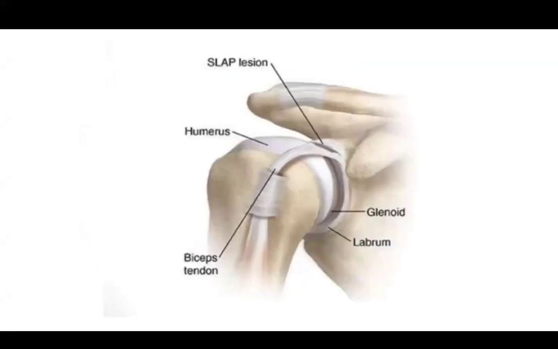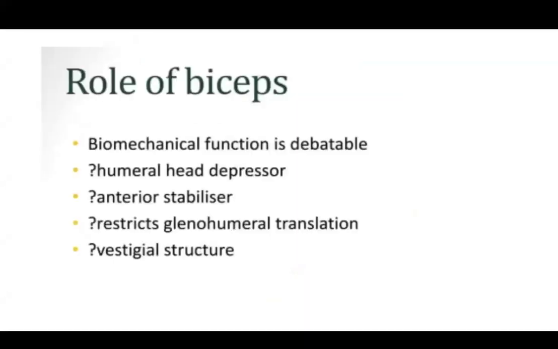Like Praveen mentioned, this goes hand in hand with SLAP lesions, so it has to be looked into carefully to determine what the main pathology is. The main function of the biceps is that it acts as a biomechanical and dynamic stabilizer of the shoulder joint. Thus, it is used in procedures like the DAS procedure or such procedures where dynamic stabilization is enhanced or augmented. It also acts as a humeral head depressor and an anterior stabilizer.